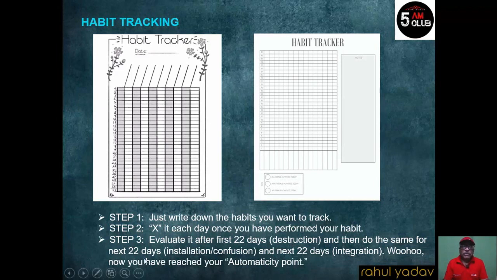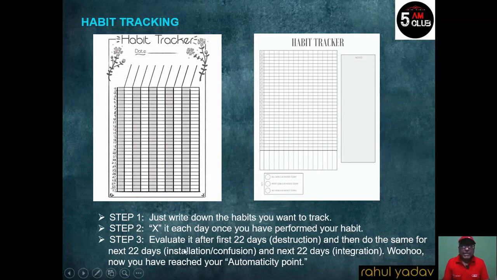And then do it again the same for the next 66, that is the installation or confusion stage. Now you will be confused, like it's a mess in the middle as told to you. Okay, so again, if you use the habit tracker, it will be easy to install those habits, because your mind will release serotonin and these hormones in your body once it sees that you are doing it and you are feeling happy with it.